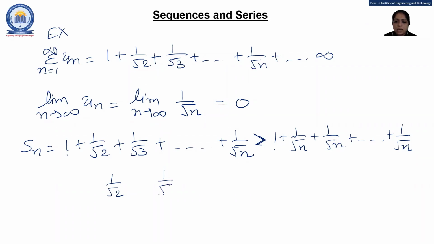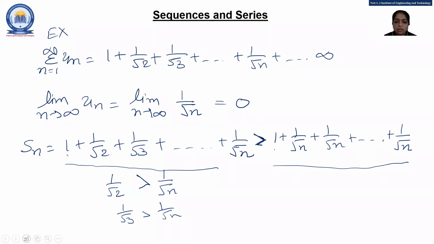So as the denominator is bigger, the value is smaller. So 1 upon root 2 is greater than 1 upon root n. Similarly, 1 upon root 3 is greater than 1 upon root n, and same for the other terms. That's why the summation of this term is greater than the summation of this term. Okay? Agree?